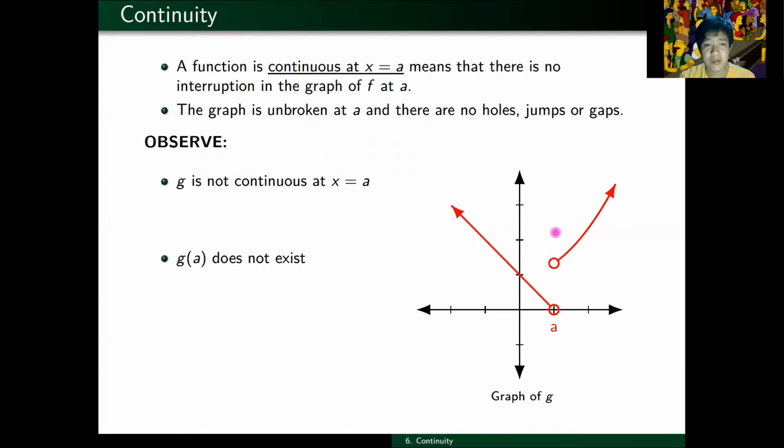Moreover, pag chinek mo yung limit, tandaan, hindi porket hindi nag-e-exist yung function value mo, wala ka ng limit doon. Pwedeng magkaroon ka pa rin ng limit kahit undefined yung function mo doon. But in this case, even the limit as x approaches a does not exist. Kasi yung limit as x approaches a from the left, papunta po sa point na to, sa 0, yung limit as x approaches a from the right naman, papunta dito sa kung ano man itong point na to. So the limit does not exist dahil magkaiba yung limit from the left and from the right.